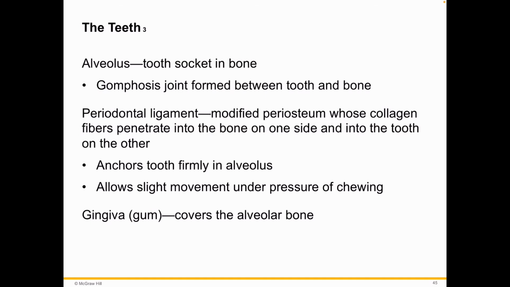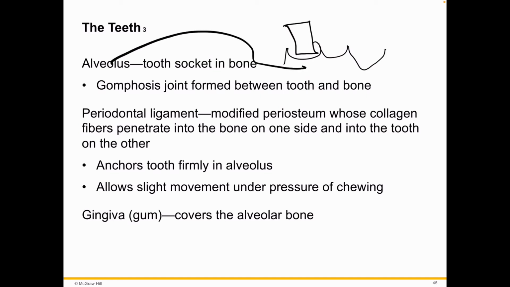So the alveolus is what we call the tooth socket in the bone. So here's all the sockets, and here's where the teeth sit, and that is the alveolus. It's interesting because this is the only place in the body where this joint is found, and it's called the gomphosis. It's a gomphosis, a peg-in-socket type joint.